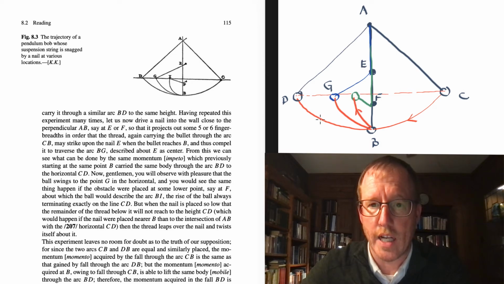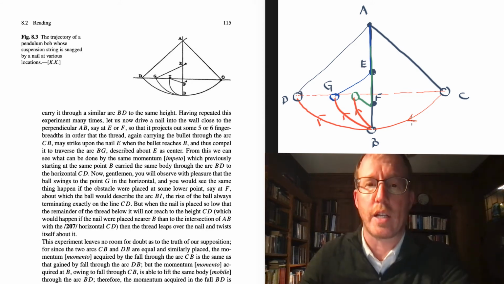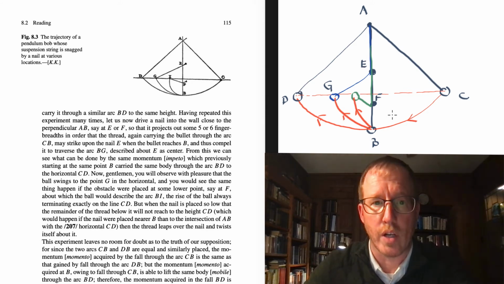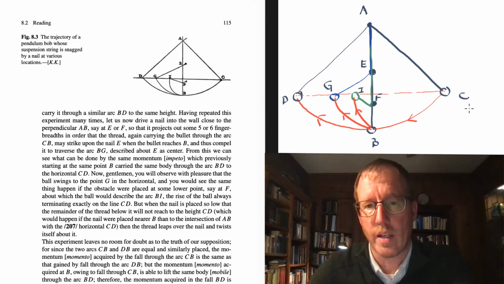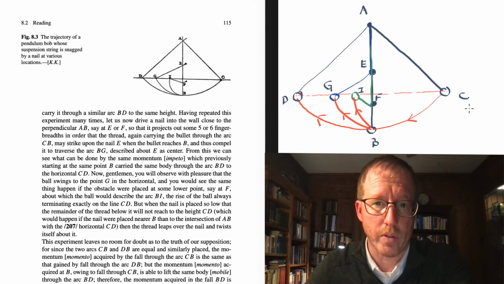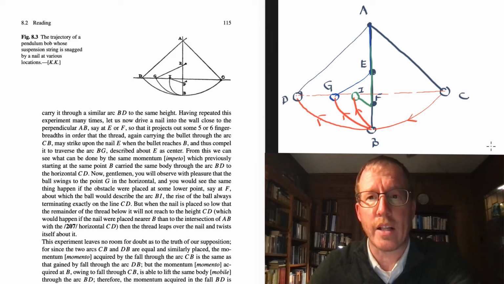So in the first case, with no nail at E or F, it swung up to point D. In the second case, with a nail at point E, it swings up to G. And in the third case, with the nail at point F, it swings up to point, I guess he calls that point I. Okay? Now, who cares? Why is he doing this? What does it matter? Well, he says this is analogous to the ramp.